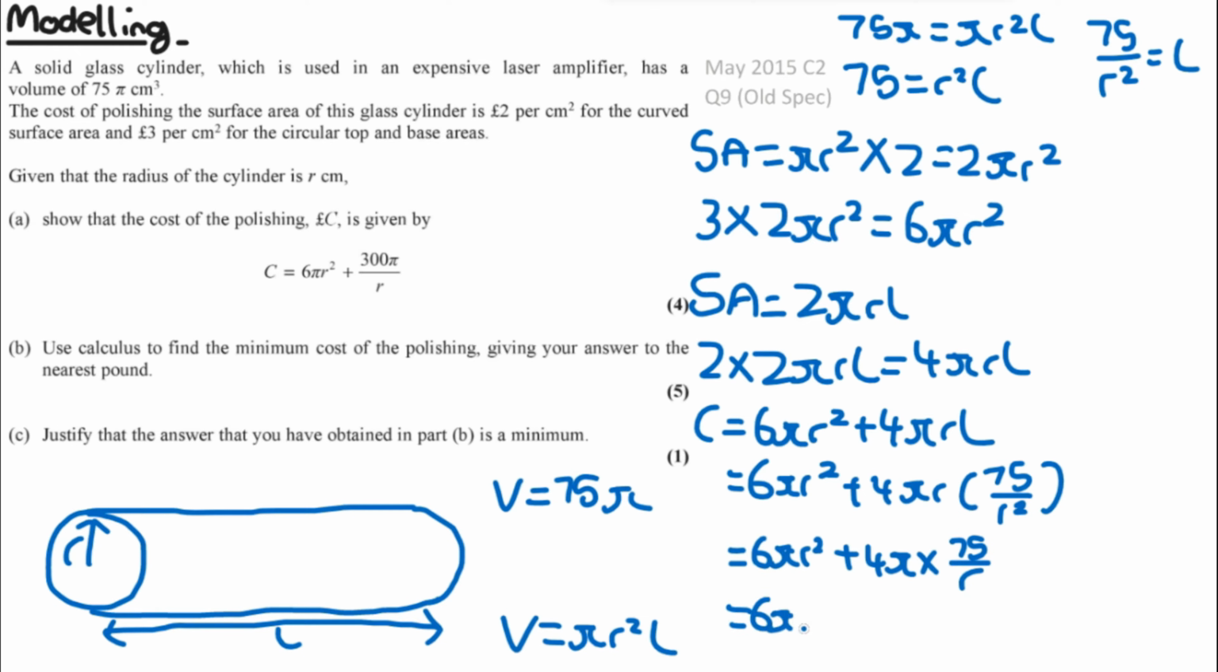And this is going to be equal to 6 pi r squared plus, and then 4 times 75 is equal to 300, so it's going to be 300 pi over r. So C is equal to 6 pi r squared plus 300 pi over r, and you can see that this is the final equation. So this is the final answer.